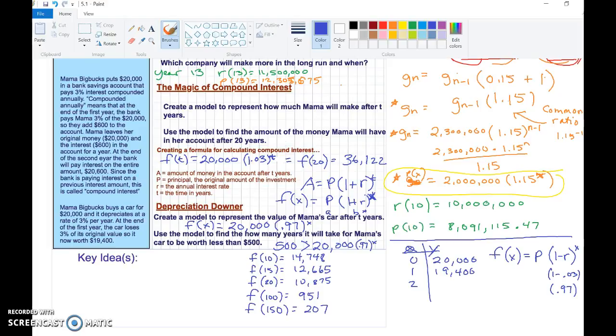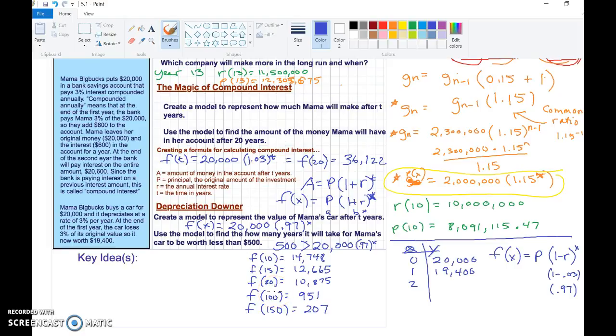Okay, so I did some of the work as well. So I did f of 10, and after 10 years, the car is still worth $14,748. I then did f of 15, and it went down to about $12,000, and I saw that it was going to take me a long time, especially by the time I got to f of 20, and it was still only 50% of the original price, $10,875. So then I decided if I've got to get down to below 500, I'm going to skip to 100 years. What happens after 100 years? When I put in f of 100, I got $951.